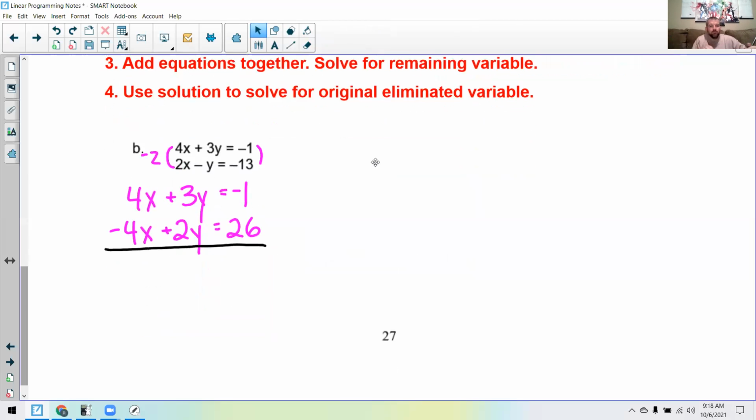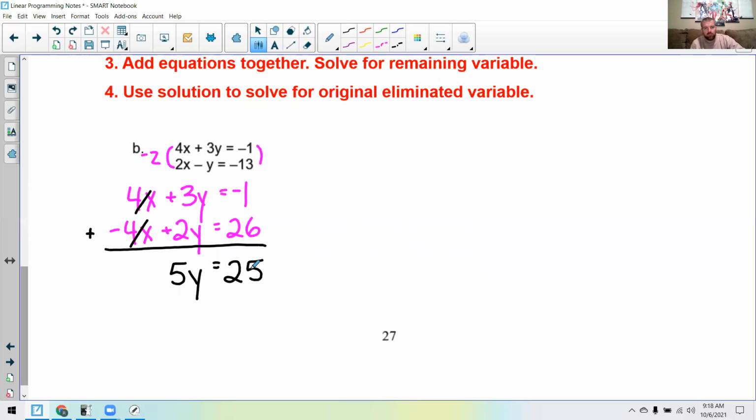Okay. So when I add them, 4x and -4x, they go away. That's what I wanted. I'm adding these together. 3y plus 2y is 5y. -1 plus 26 is 25. 5. Beautiful. Thank you, Jonathan. I think that was Jonathan. 5. We get y is 5.